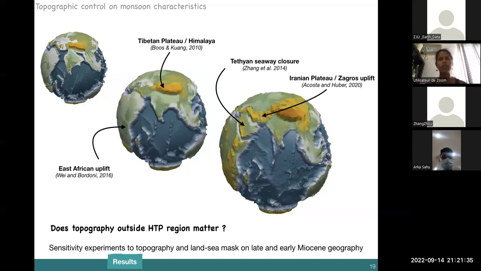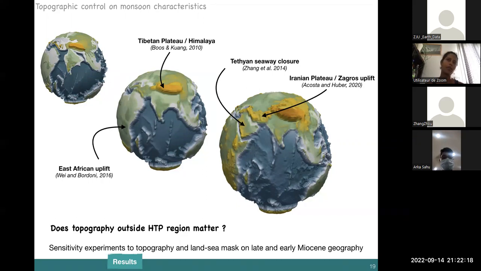So in the late Miocene simulation, I will test the effect of closing the Tethyan Seaway, because it closed somewhere during the middle Miocene. And here I will more specifically focus on the effect of emerging land in this region. Then I focus on changing the Iranian plateau and Zagros topography. This is because even though the timing of uplift there is highly controversial, data suggest recent tectonic activity, probably during the middle or even the latest Miocene. And also I tried this one because it has been shown to have an impact on monsoon dynamics and precipitation in the paper from Acosta and Huber 2020.